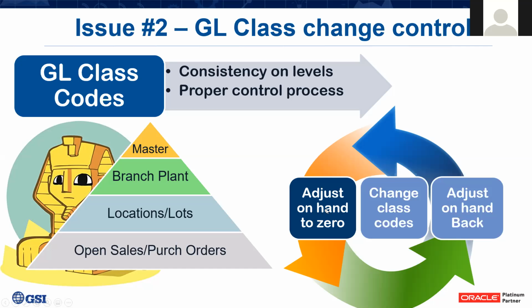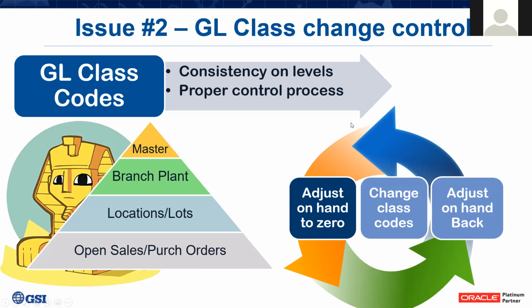If I adjust the on hand to 0, I will do a credit to the finished goods account for $100 and put the other side into a holding account. Then I can change the GL class code from finished goods to raw material on all the levels. And then I adjust the on hand quantity back under the new GL class code. And then I will credit the holding account and I will debit the raw material account. Now everything is lined up, okay?